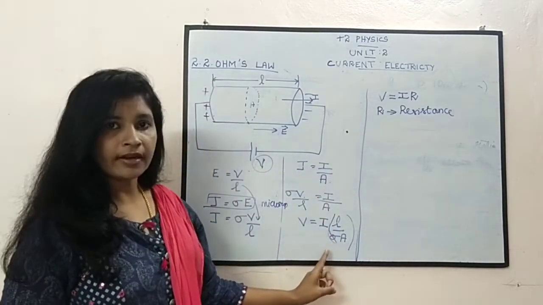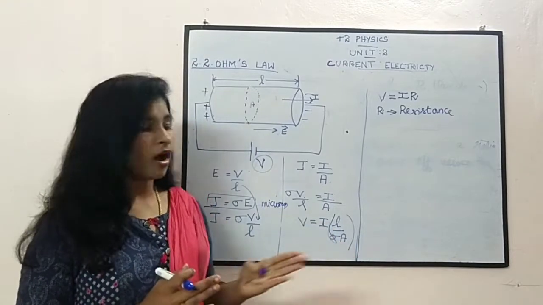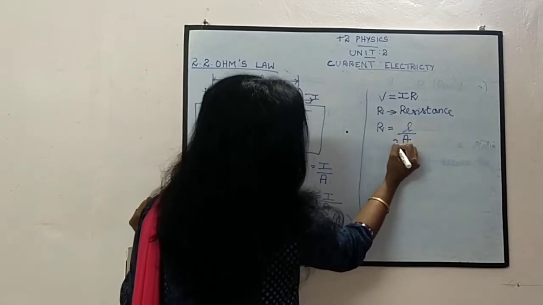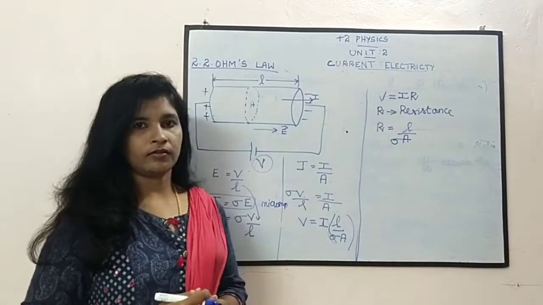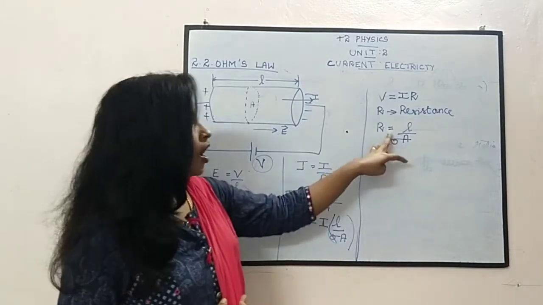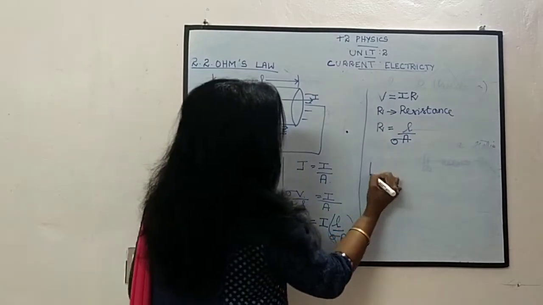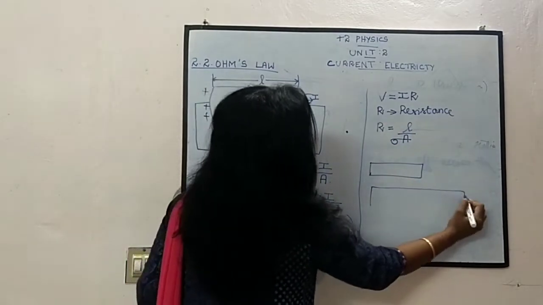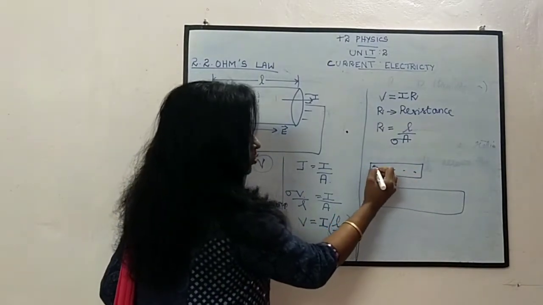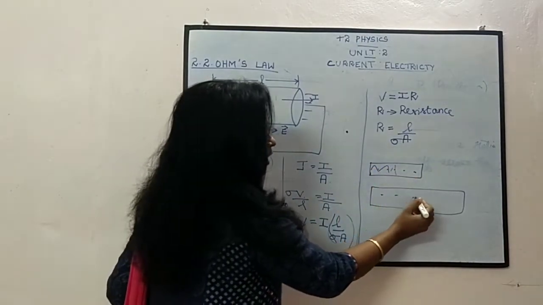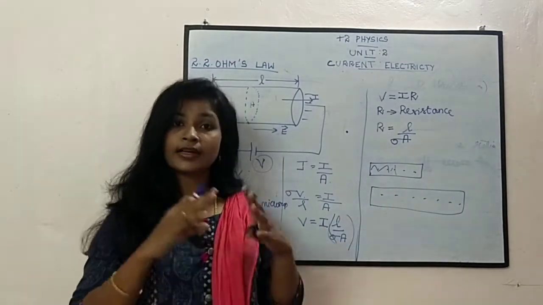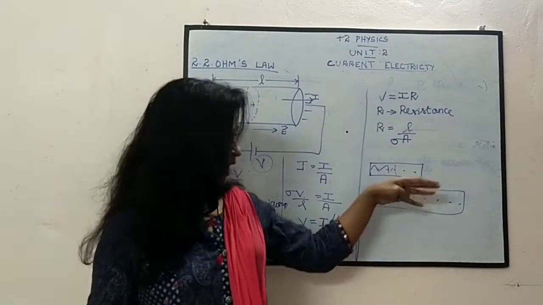So what is resistance here? From the constant, we have resistance, R is equal to L divided by sigma A, okay? So when does R vary? R will vary when the length varies. Suppose you are taking a conductor of this length, and another conductor of this length. This one will have some obstacles, many obstacles, and it will resist the flow. Here there are even more resistors, more obstacles, so it will resist some more. So as the length increases, the resistance will also be increasing.